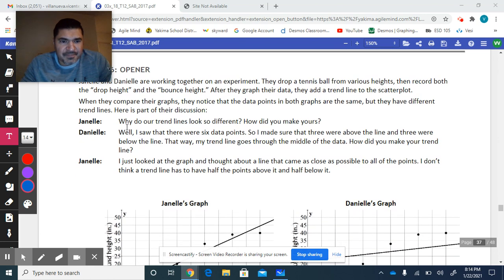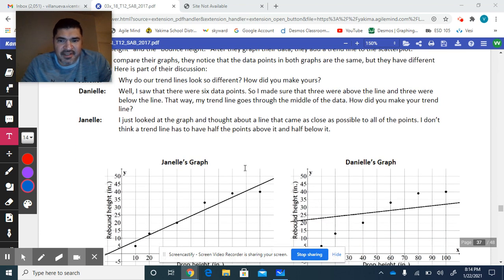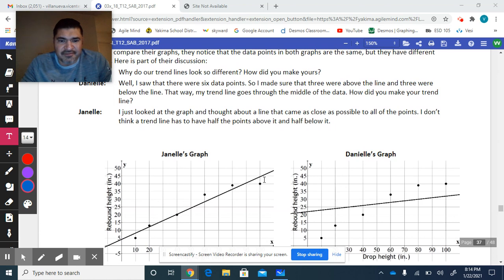So Janelle says, why do our trend lines look so different? How did you make yours? And we can see there are different trend lines here. They're very different. Here's one trend line. Here's the other. Danielle says, well, I saw that there were 6 data points, so I made sure that there were 3 above the line and 3 below the line. That way, my trend line goes through the middle of the data. How did you make your trend line?